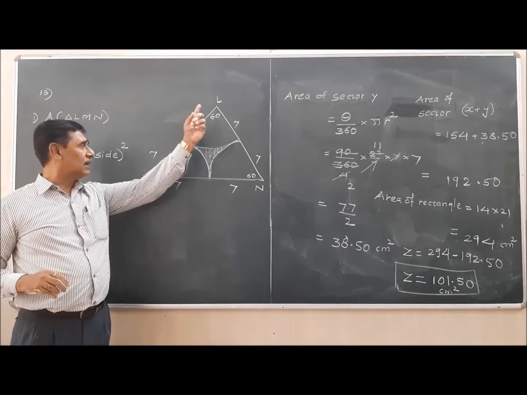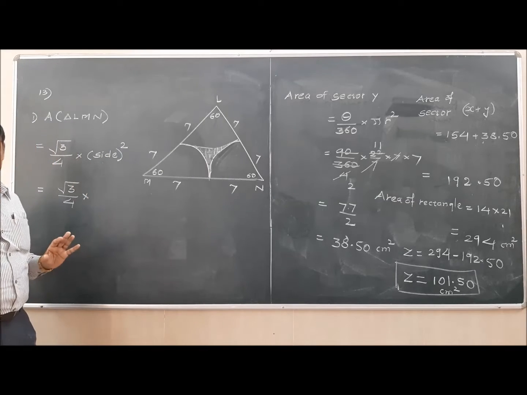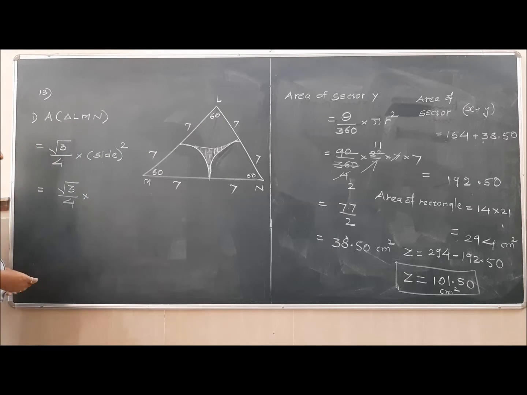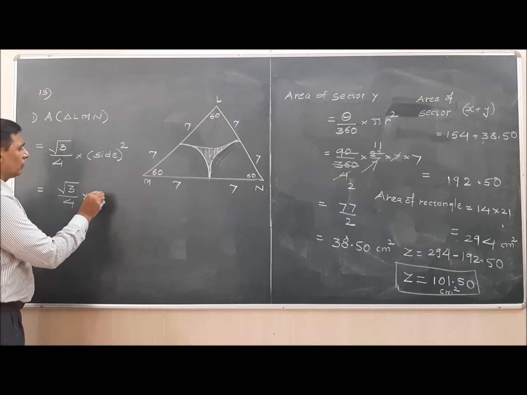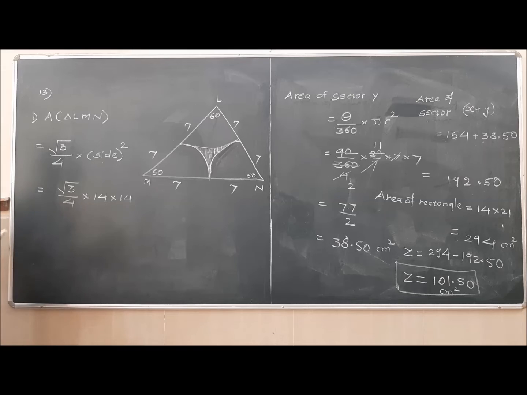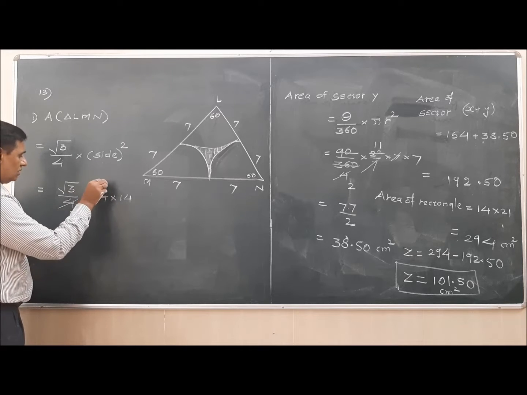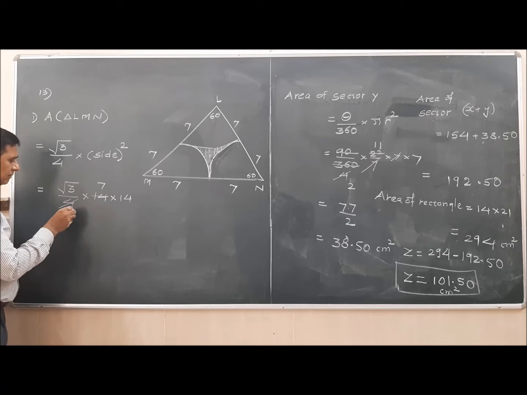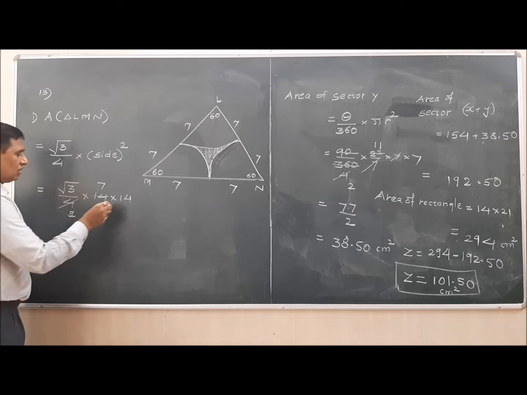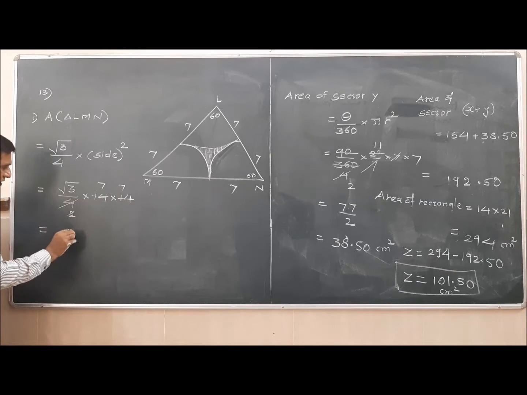So √3 upon 4 into side square. Now side LM or MN or LN, all of them are equal as per property of equilateral triangle, and each side is of length 14. So I'll take it as 14 into 14. Naturally, as you all know, 2 2s are 4, 2 7s are 14. Then again 2 7s are 14. So here I will obtain it as 49 into √3.